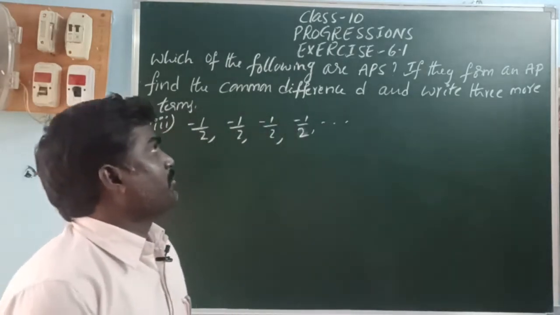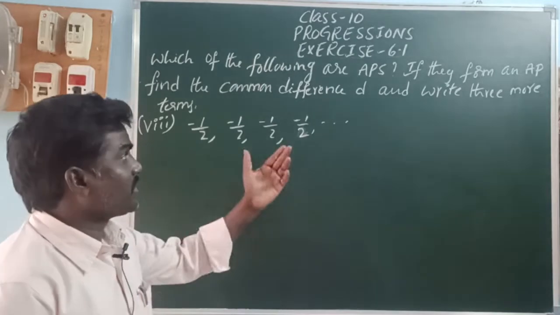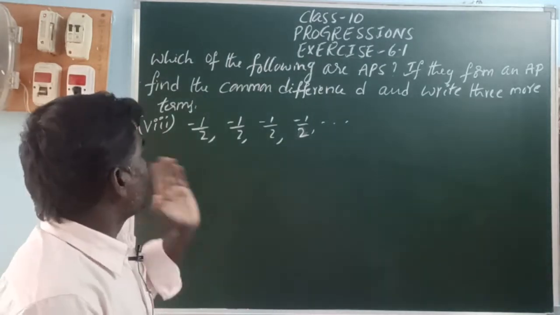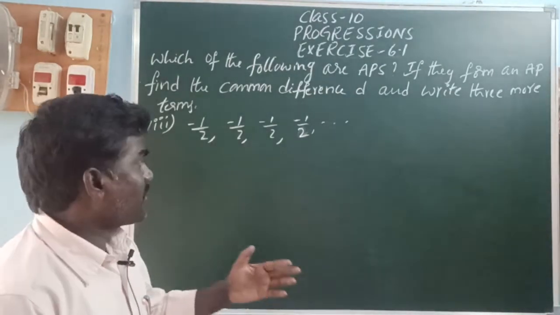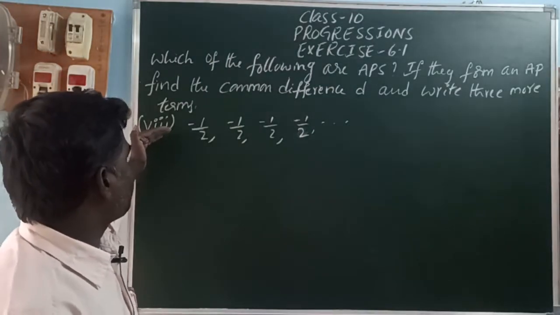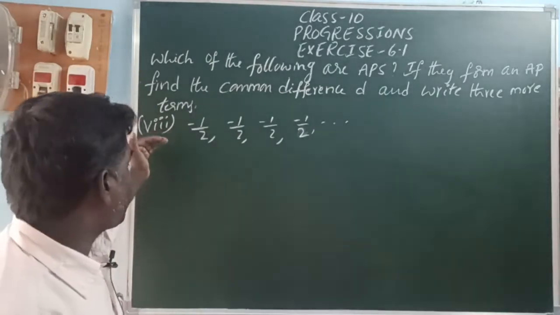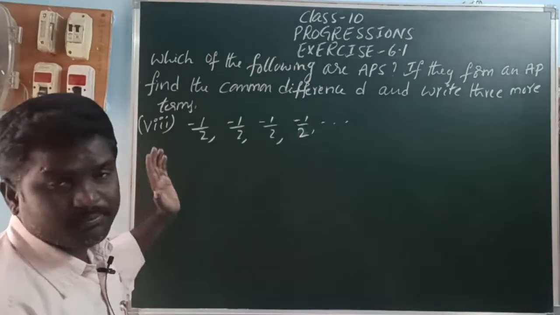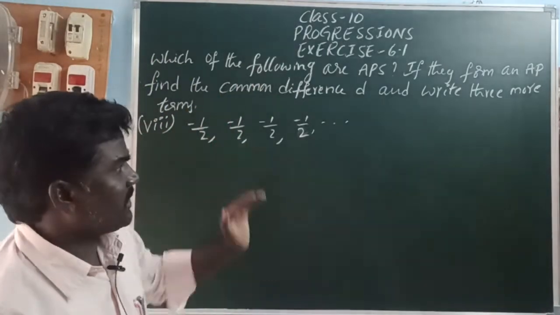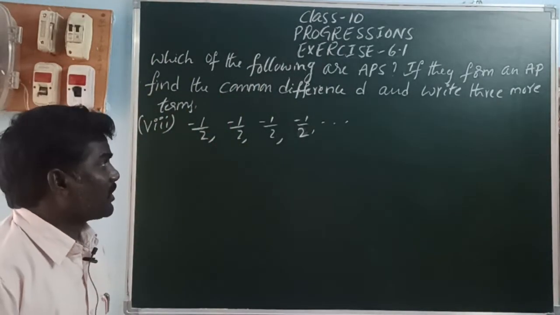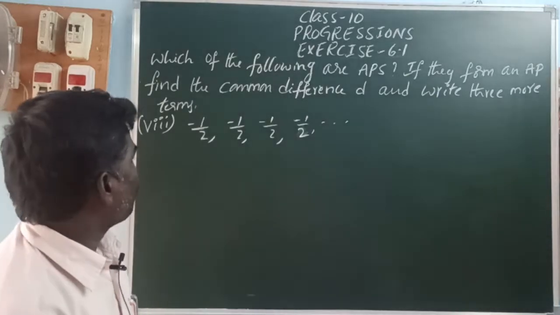Today I am going to explain class 10th progressions, exercise 6.1, question number 3. In the previous video I explained up to 7 problems in question number 3. So today I am going to explain question number 8. Which of the following are APs? If they form an AP, find the common difference d and write 3 more terms.